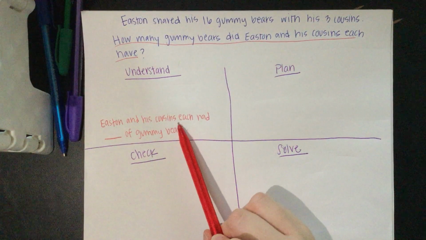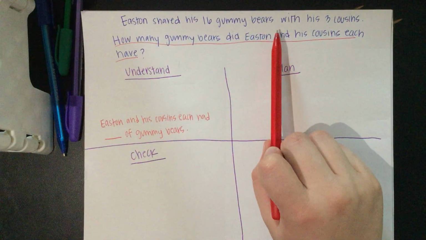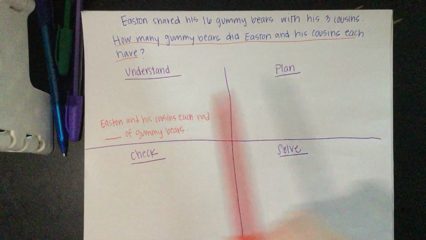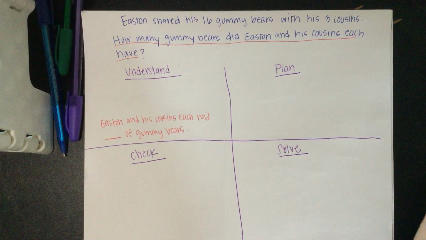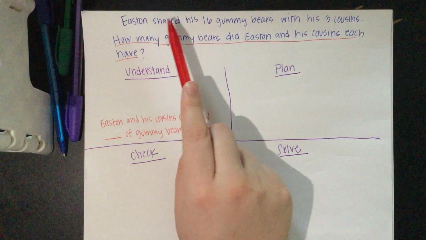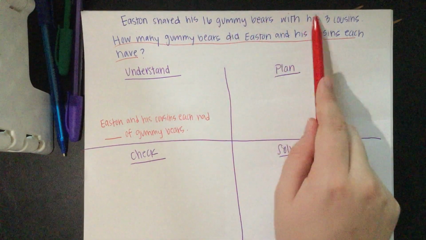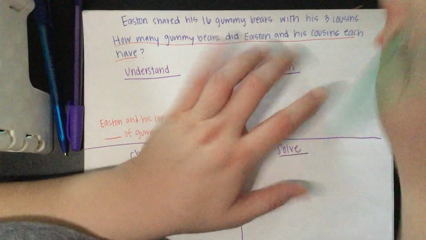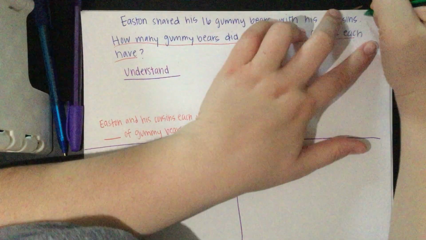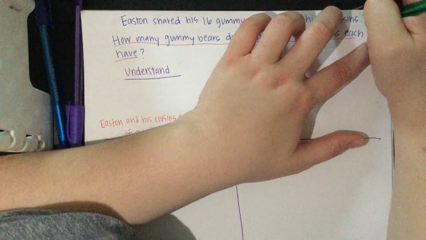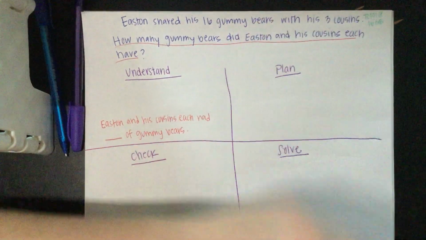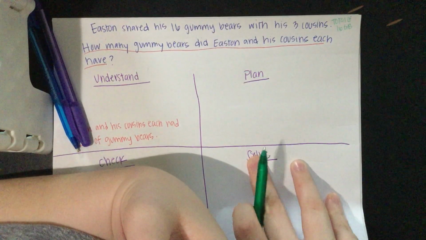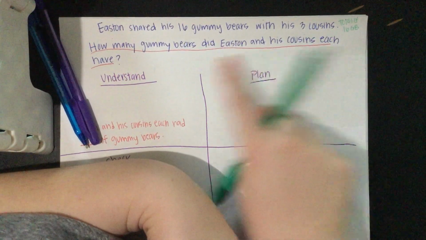All right, now I'm going to go back and read the whole sentence, and I'm going to include numbers, but I'm going to stop and pause after each sentence. Easton shared his 16 gummy bears with his 3 cousins. So he's sharing a total of 16 gummy bears. Okay, I have a total of 16 gummy bears.